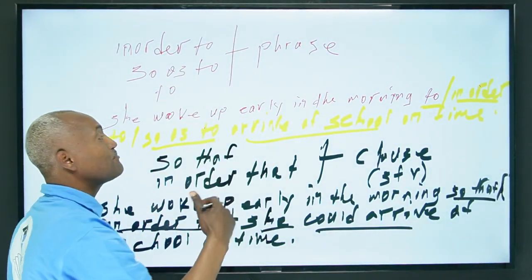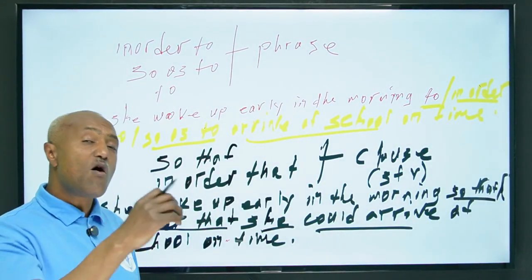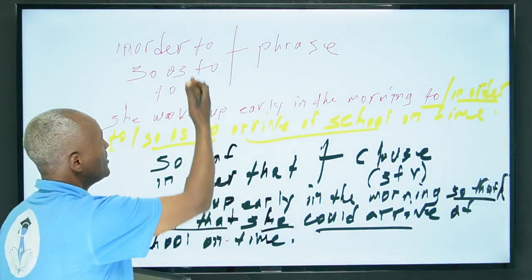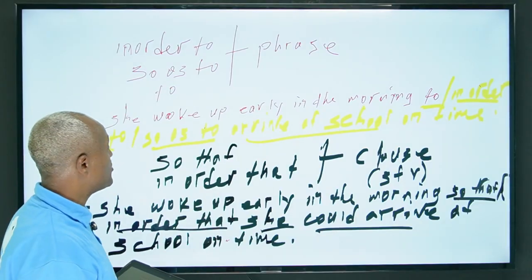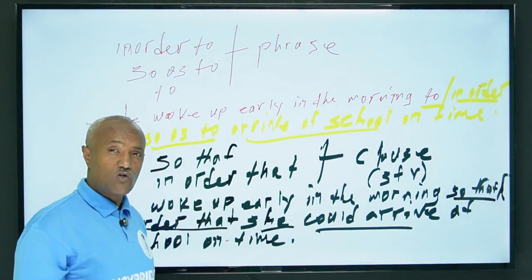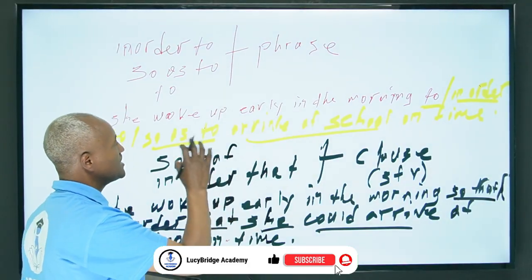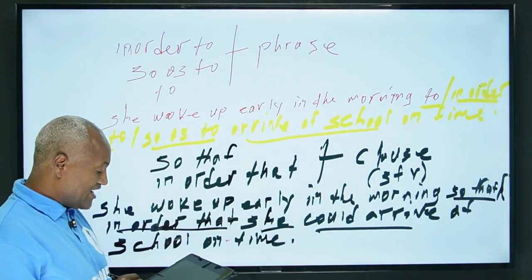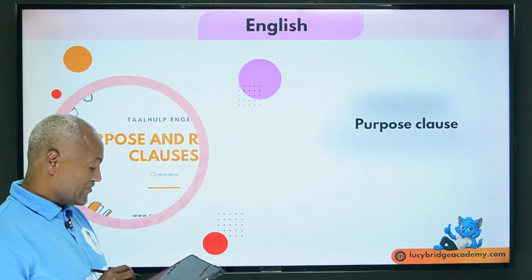Both structures help us to state purpose, but we have to know how we use each of them and what makes them different. I already gave you this in the note, so you will have a lot concerning this one, then things will be clear for you. So remember their usage when we say in order to and to. So this is what I need to tell you concerning this one.